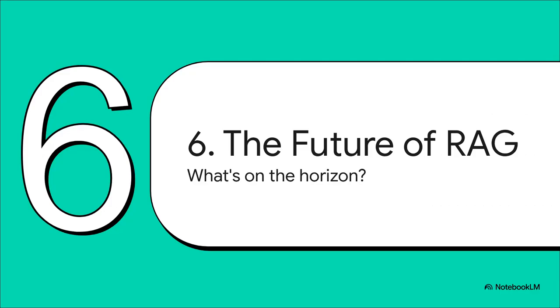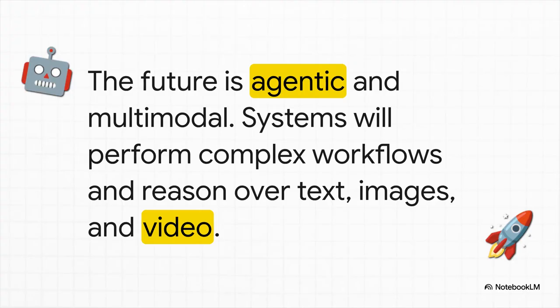Okay, so that helps us make the right choice for today. But where is all of this tech heading? What's just over the horizon? Well, the future is all about one thing: AI agents. We're talking about systems that can actually do things for you, handling complex, multi-step workflows all on their own. They'll also be multimodal, which means they won't just understand text, but images and video too. And what's the one piece of foundational tech that will keep all these powerful future agents grounded in your reality using your data? You guessed it, it's RAG.